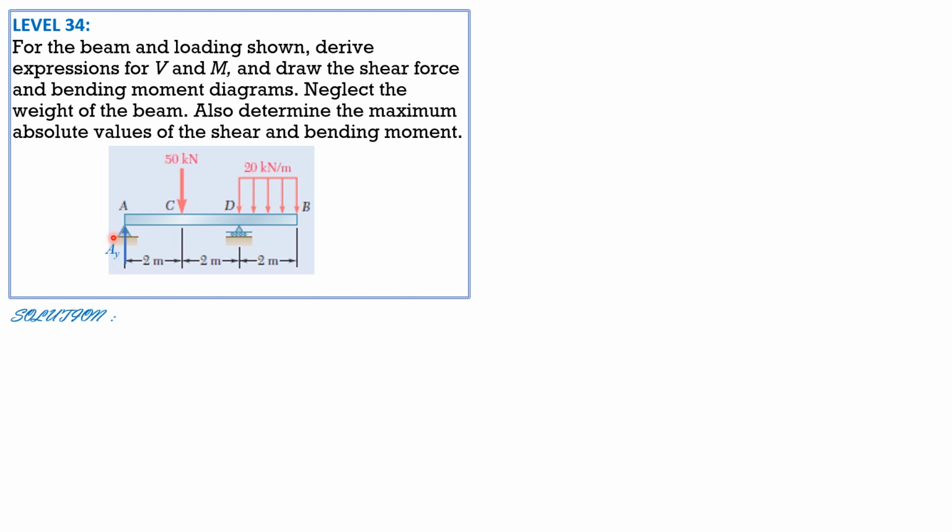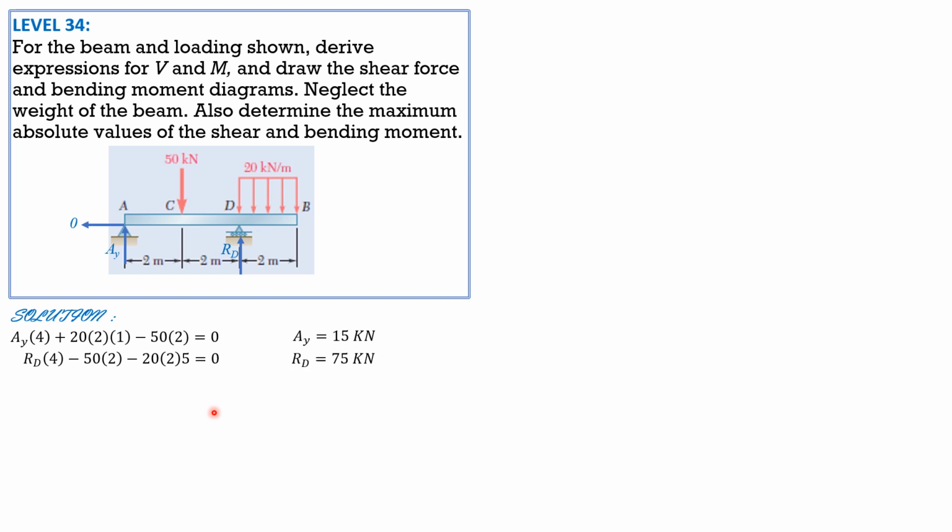AY, AX is 0, then R sub D. So summation of moment about D equals 0, AY times 4 plus 20 times 2 times 1 minus 50 times 2 equals 0. From there, AY is 15 kilonewtons. Then summation of moment about A equals 0, RD times 4 minus 50 times 2 minus 20 times 2 times 5, so distance from centroid to A is 5, equals 0. So R sub D is equal to 75 kilonewtons.